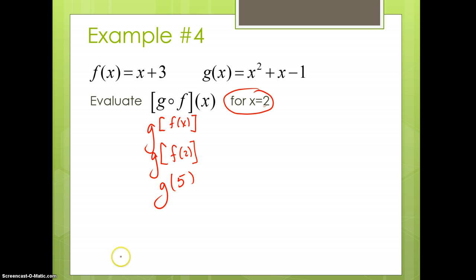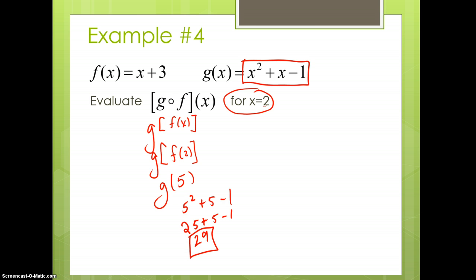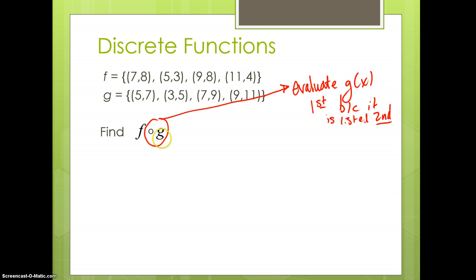Now we have what is g of 5. If g of x was this function, then we know that g of 5 would be that function except 5's in for x's, and our answer would be 29. We can also do f of g if it is a discrete function. What it means when it's discrete is that it's not continuous. There's only a certain set of points that make up this function. It's not a line, it's not a parabola, it is just these 4 points.